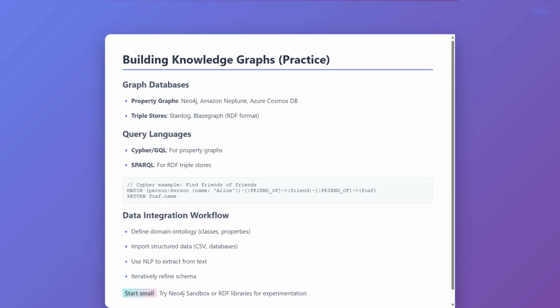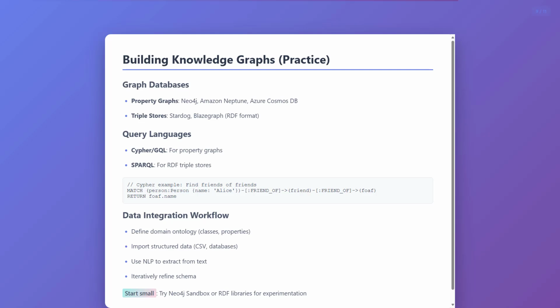For querying, Cypher is the most popular language for property graphs. It's designed to be readable and expressive for graph patterns. SPARQL is used for RDF triple stores. The example you see here shows how natural Cypher can be. Find friends of friends becomes a pattern matching expression that reads almost like English.